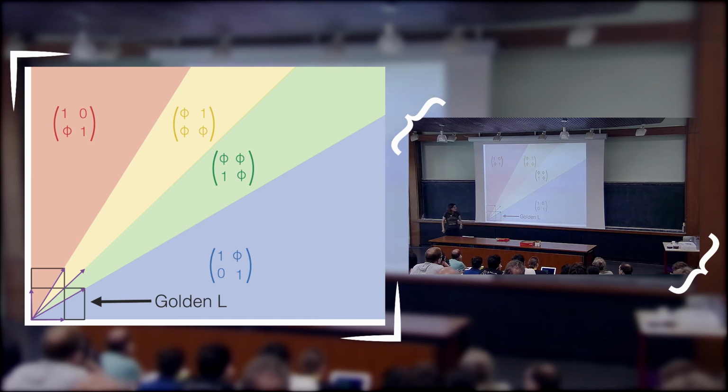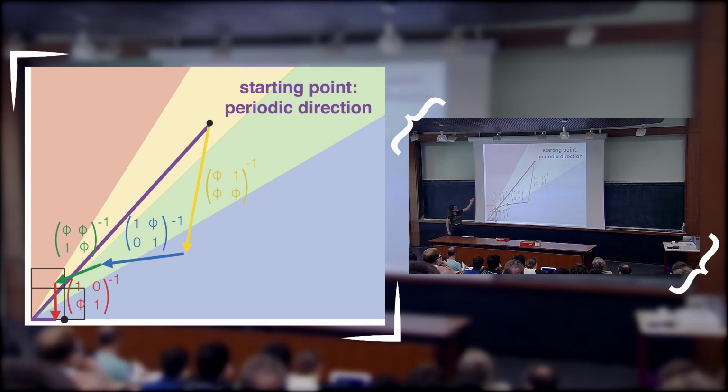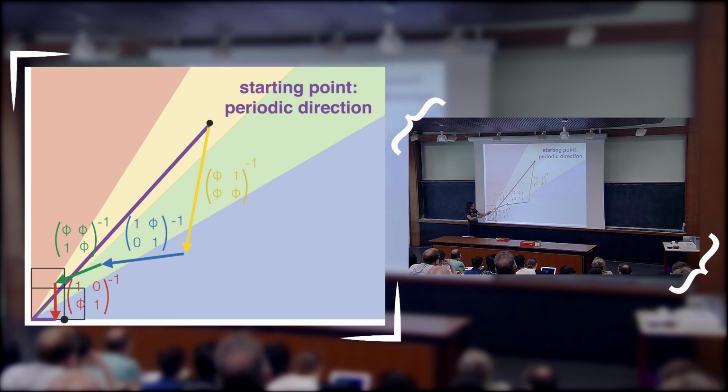OK, so we have this little golden L, and we use it to divide the first quadrant into 4 sectors now instead of 2. So here's the idea. Suppose you start with a periodic direction, and you want to know what the period is in this direction, or what the saddle connection vector is in this direction. Anything you want to know, you're going to have to figure it out. So we find ourselves in the yellow sector, so we apply the inverse of the yellow matrix. We find ourselves in the blue sector, so we apply the inverse of the blue matrix. Now we're in the green, apply the inverse of the green. Now we're in the red, so we apply the inverse of the red.